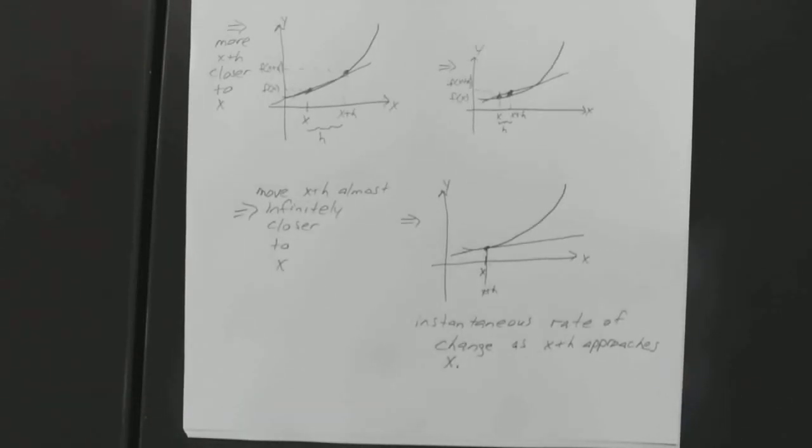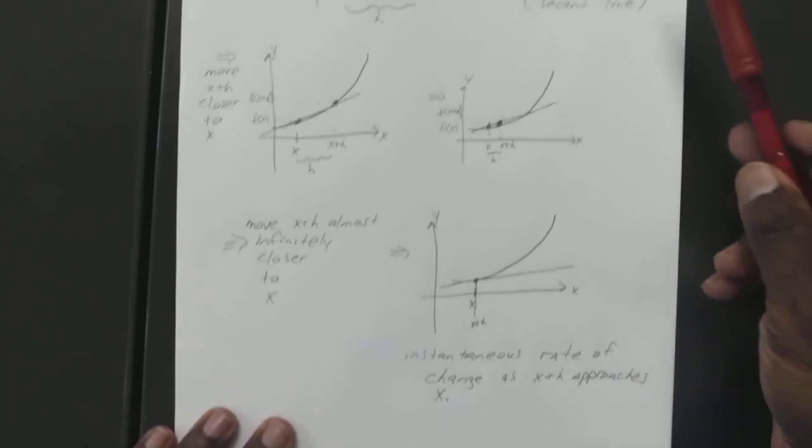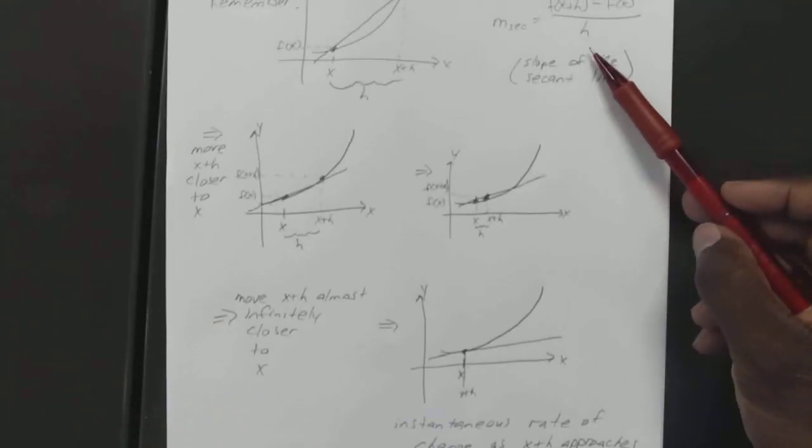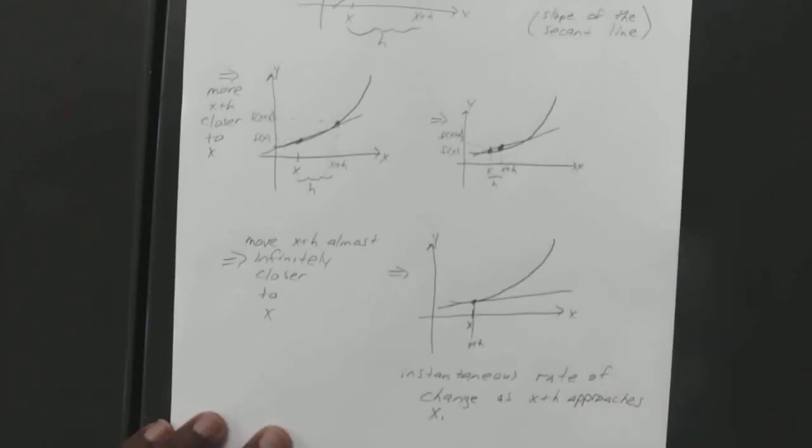Okay, but when you just move it one by one, you can only go so far. So what you want to do is have your h approach almost 0. We figured here that it will never hit 0, because if it hits 0, then you have a denominator of 0. It just won't work. But you want to get it as close to 0 as possible. And that's where limits come in.